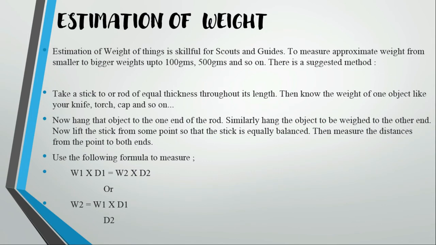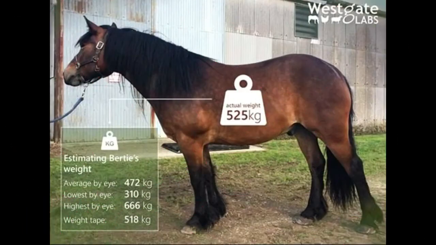Use the following formula to measure. W1 multiplied by D1 equals W2 multiplied by D2. Or W2 equals W1 multiplied by D1 divided by D2. The next picture will explain you in detail.